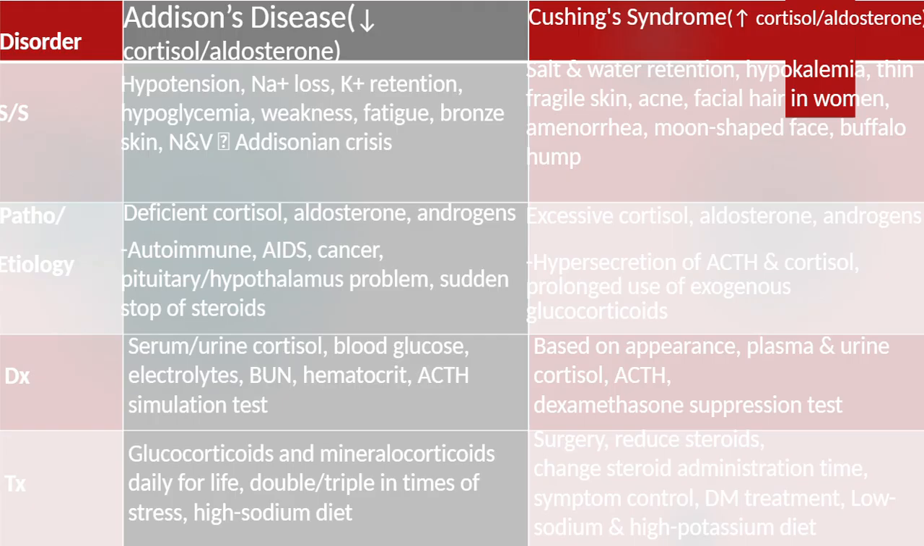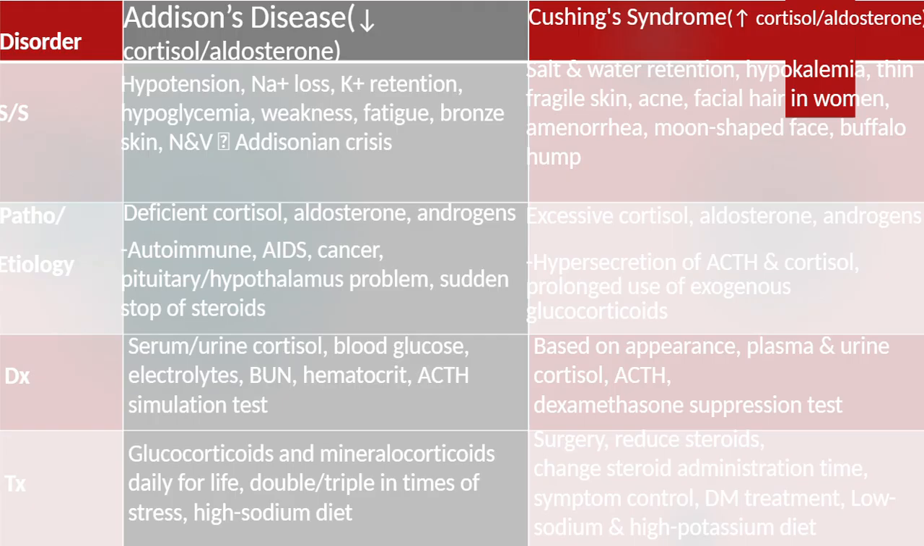Women may experience acne, hirsutism, and menstrual irregularities. Mood changes such as irritability, anxiety, and even steroid-induced psychosis can occur. Poor wound healing and frequent infections are also common because excess cortisol suppresses the immune system. These changes show how cortisol excess affects nearly every major body system.